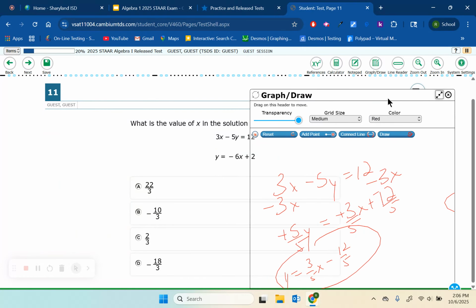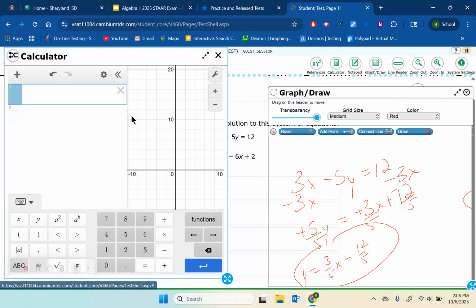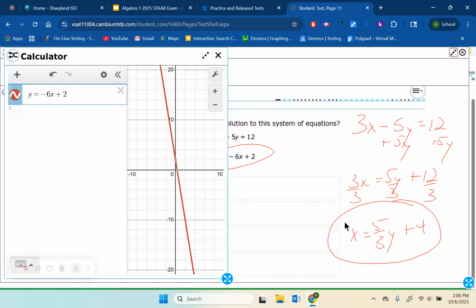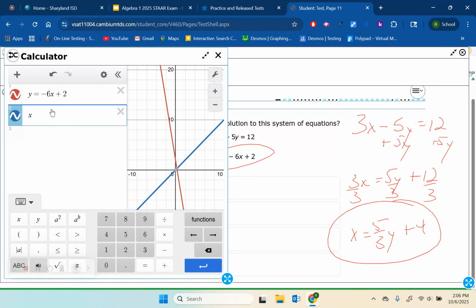So let's go ahead and do this. And let's get the calculator out. And over here, I'm going to put the y equals, just the way it has it here. I think it's negative 6x plus 2. Negative 6x plus 2. That's this one in the bottom. Over here, it's already solved for y. And it's 5 over 3 y plus 4. But I have to put the x equals. x equals 5 divided by 3 y plus 4, sorry. And it still graphs it for me.